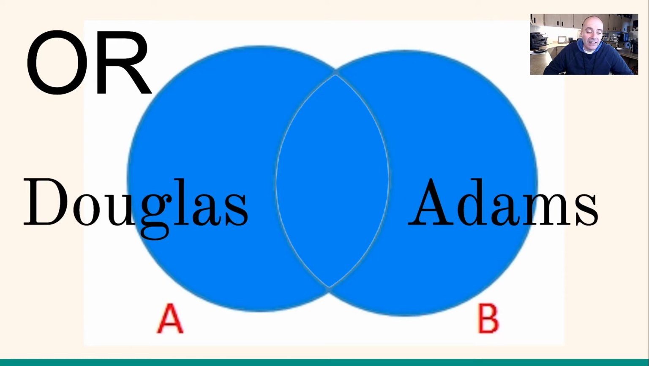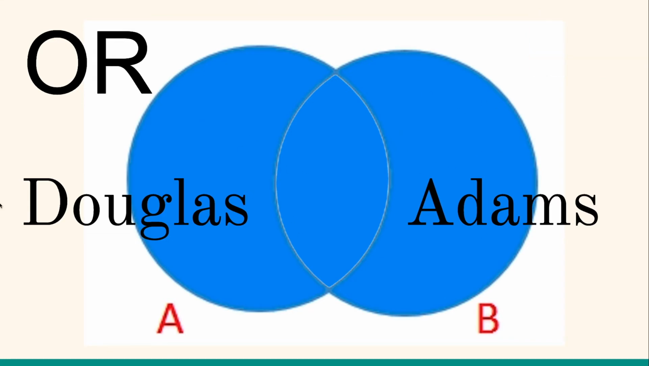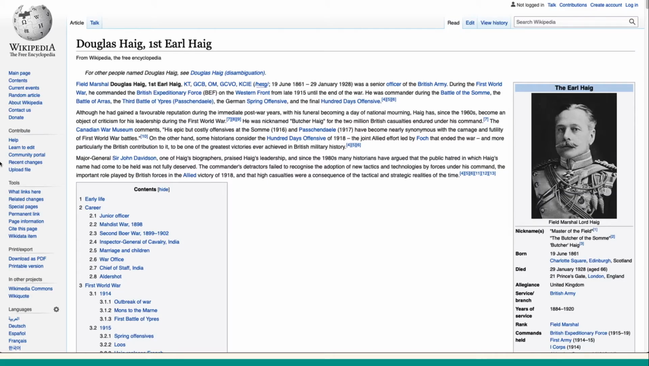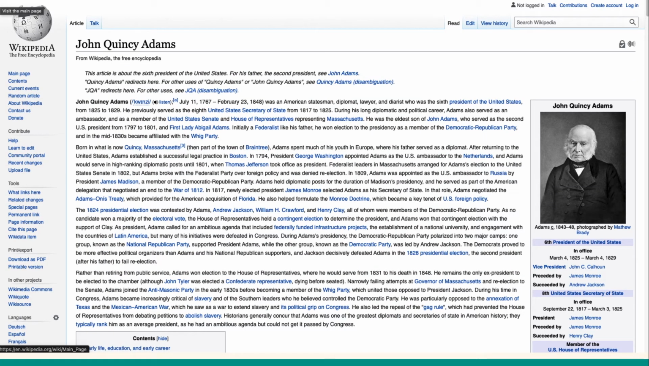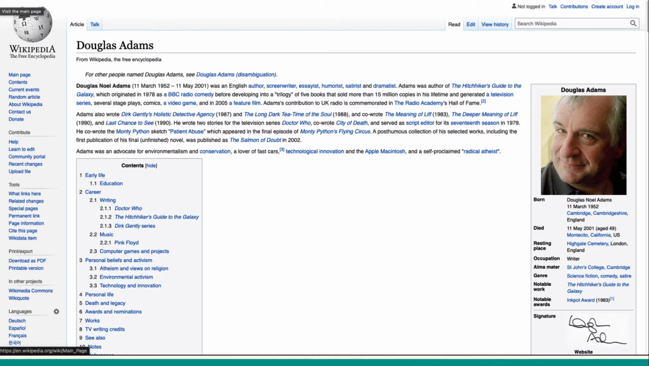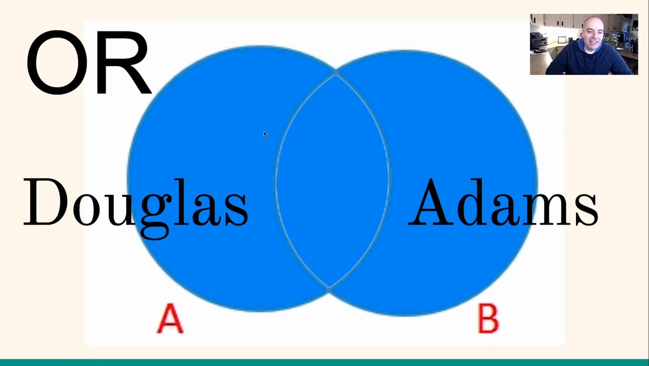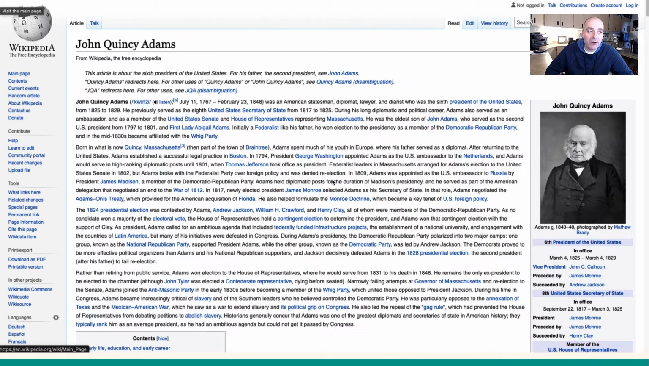Let me show you what that looks like. Douglas and Adams. On the left side, everything has to do with Douglas. Everything there has to do with Adams. It comes back with all three of these guys: Douglas Haig, John Quincy Adams, and Douglas Adams. So this would be Douglas, this would be Adams, but right here in the middle would be Douglas Adams. So we'd have to put the word and or put the quotation marks around it.